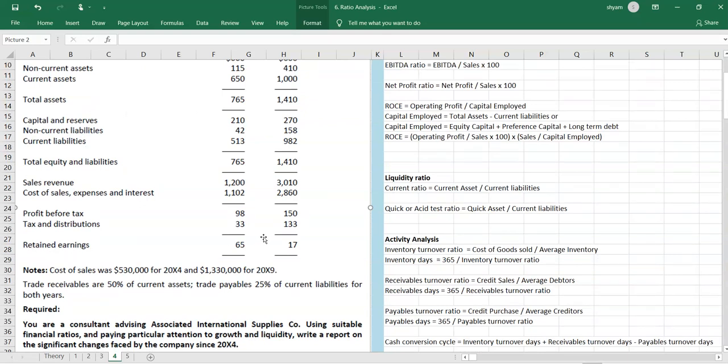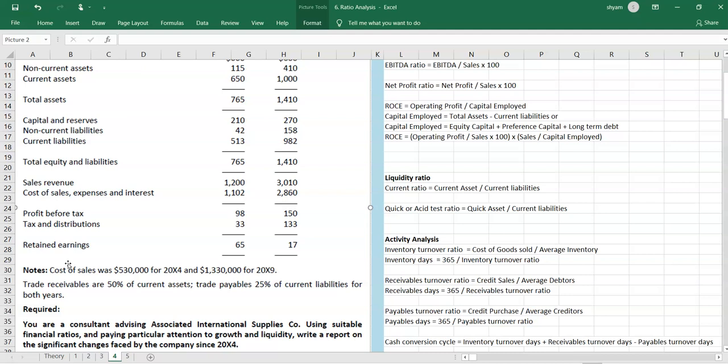I'm not sure why they have given retained earnings. Actually, they have taken it as profit, tax and distributions. So this 33 does not represent tax alone; dividend distribution is also clubbed together. So we have to work out only up to this place. I think up to here, this should be the kind of profit we should take. Tax and distribution are combined together, so we can't segregate that. We also can't segregate the cost of sales, expense and interest. That was also a problem.